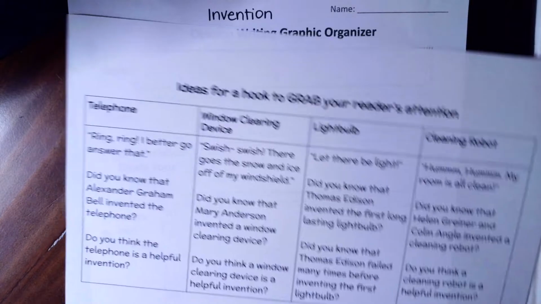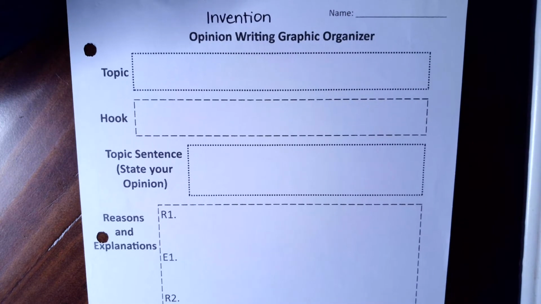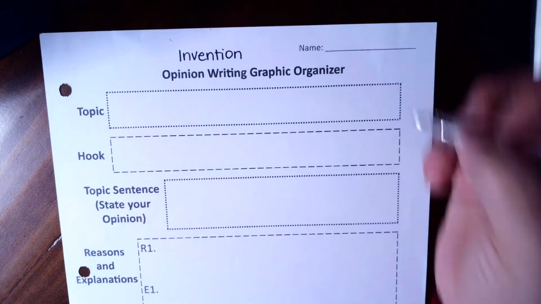You also, of course, need a pencil. So once you have all those things, we're going to go ahead and get started. Today, we are going to write our topic, our hook, our topic sentence, and our concluding sentence at the very bottom. So let's get going.